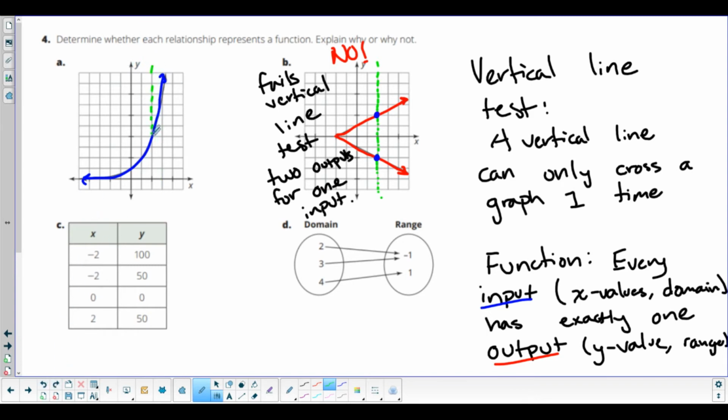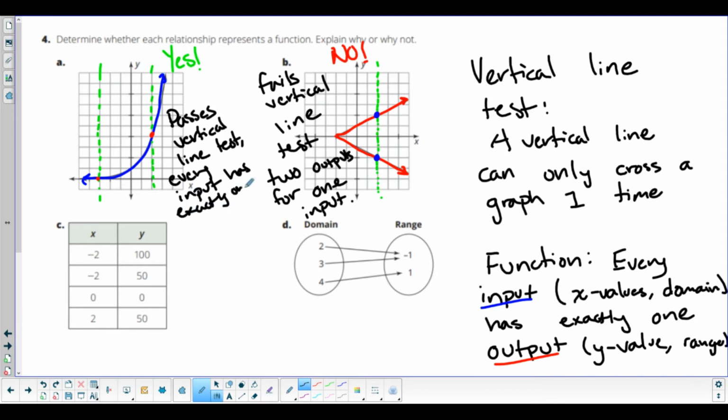If I draw this vertical line right here, I only cross my graph one time, right there. If I draw my vertical line right here, I'm only ever going to cross it right here. And so this, in fact, is a function, yes. And it passes the vertical line test. That's one thing you could say. It passes the vertical line test. And you could say every input has exactly one output.